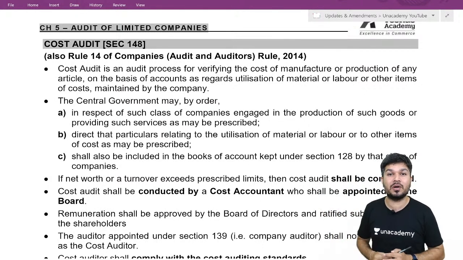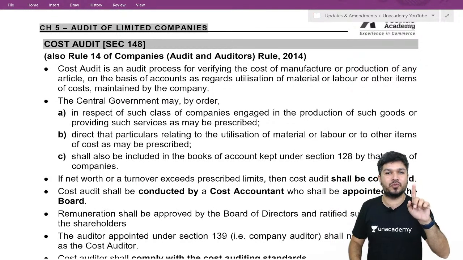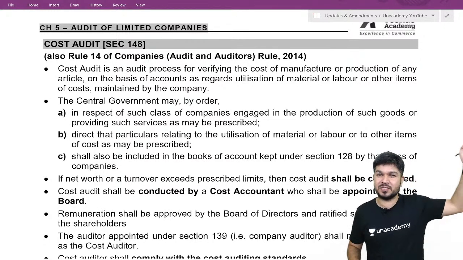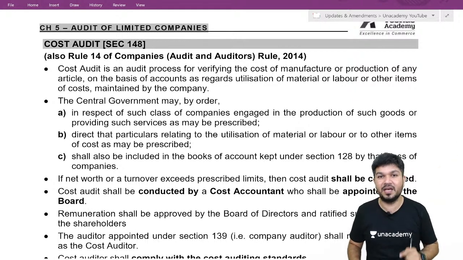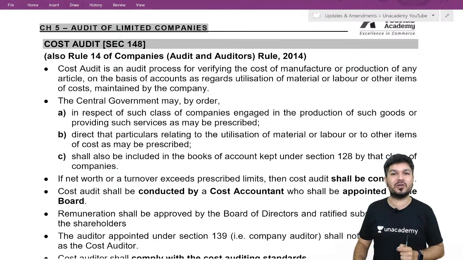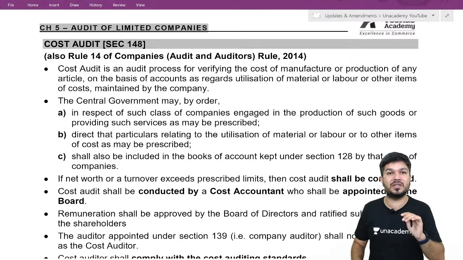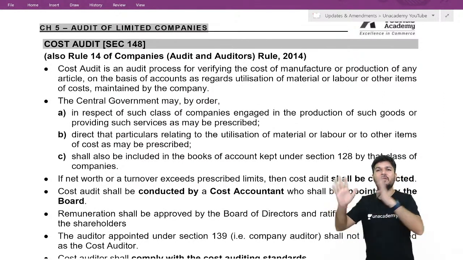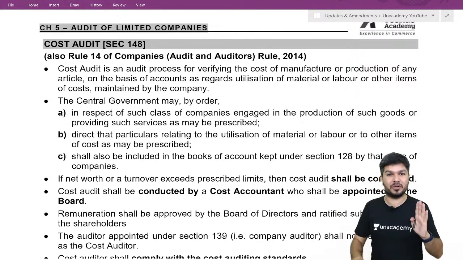Now, if cost audit is applicable, who will be the cost auditor? Cost accountant, within the meaning of the Cost Accountant Act, holding a certificate of practice. Sir, who will appoint the cost auditor? It will be appointed by the board of directors, not the shareholders. If an audit committee is there, the audit committee recommends to the board, and the board will appoint.